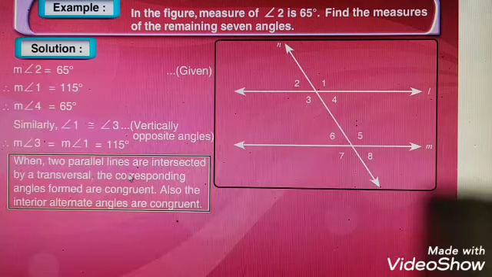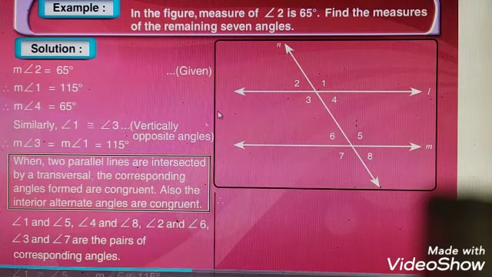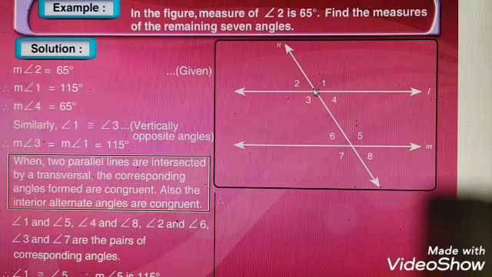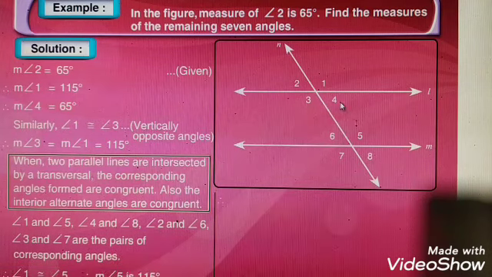Okay. When two parallel lines are intersected by a transversal, we know that the corresponding angles formed are congruent. Also, the interior alternate angles are congruent. You can see here angle 1 and angle 5. We are skipping this fourth angle in between 1 and 5. Therefore, I can say angle 1 and angle 5 are corresponding angles, and we know that corresponding angles are always congruent. Okay, so see here angle 1 and angle 5, angle 4 and angle 8, they are also corresponding angles.